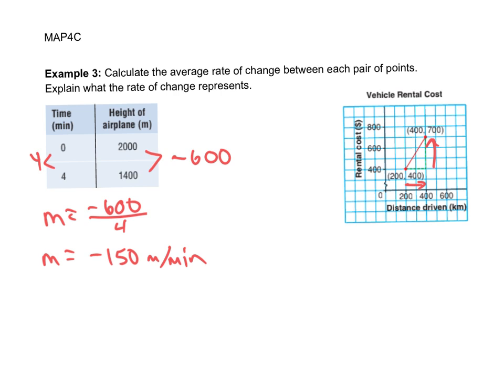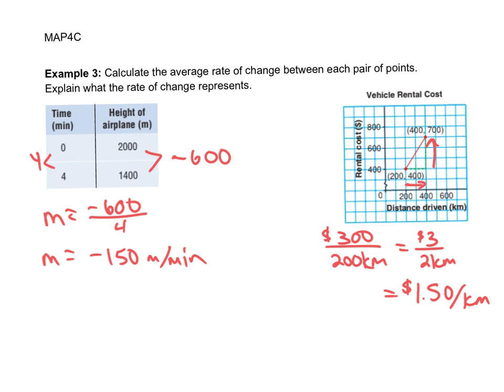So if I reduce that fraction, 300 over 200 is the same as 3 over 2, which means it was $3 for 2 kilometers or $1.50 per kilometer. And that $1.50 per kilometer is considered our average rate of change, but because this is rental cost, that would just be our rate of change. I've given you those 2 points, so we're calling it our average rate of change because we can do that on any graph. We can calculate the average rate of change by just identifying 2 points on the grid.